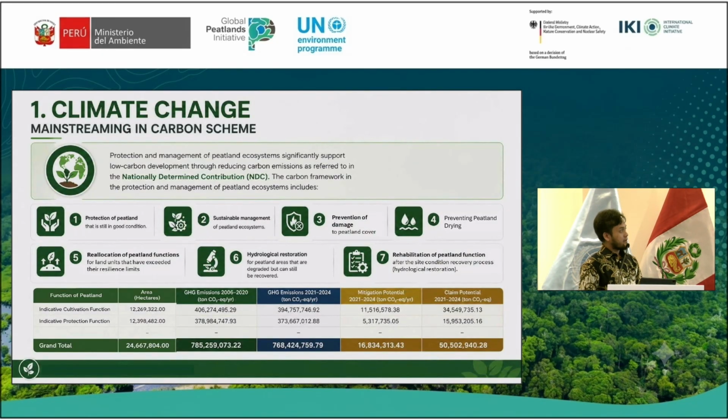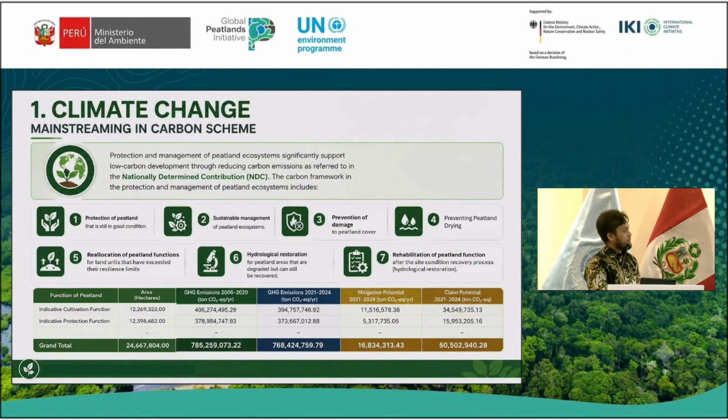Protection and management of peatland ecosystems contribute directly to Indonesia's commitment under the NDC. So Indonesia applies several complementary measures in peatland management. First, protecting the peatlands that remain in good condition. And second, promoting sustainable management practices to ensure that peatland utilization remains environmentally sound.